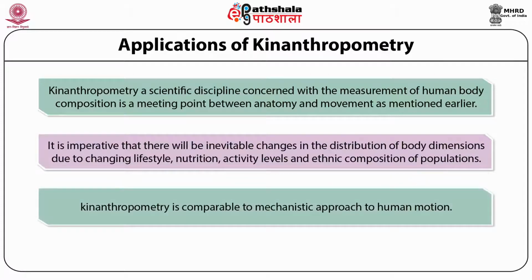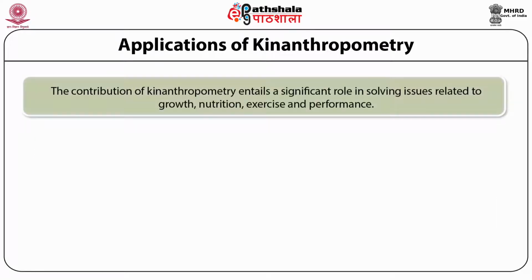Though kinanthropometry is comparable to the mechanistic approach to human motion, that is anthropometry, the studies in kinanthropometry are confined to width, length and girth measurement rather than the changes that take place in the human physique due to physical training. The contribution of kinanthropometry entails a significant role in solving issues related to growth, nutrition, exercise, and performance. Its application involves measurement to assess human size, shape, proportion, composition, maturation, and function.